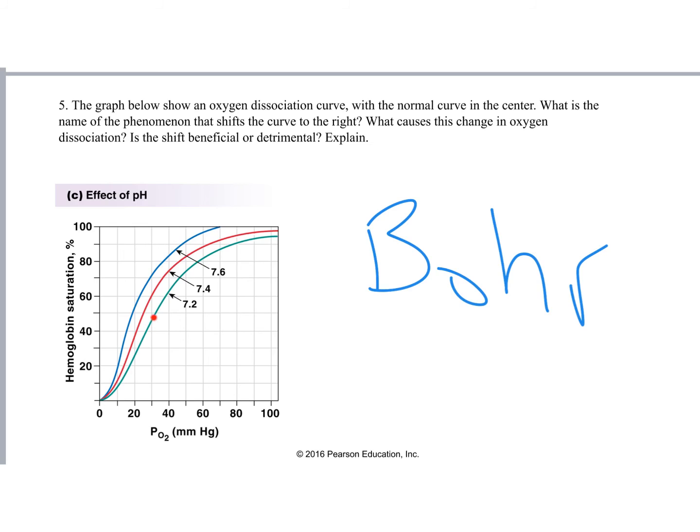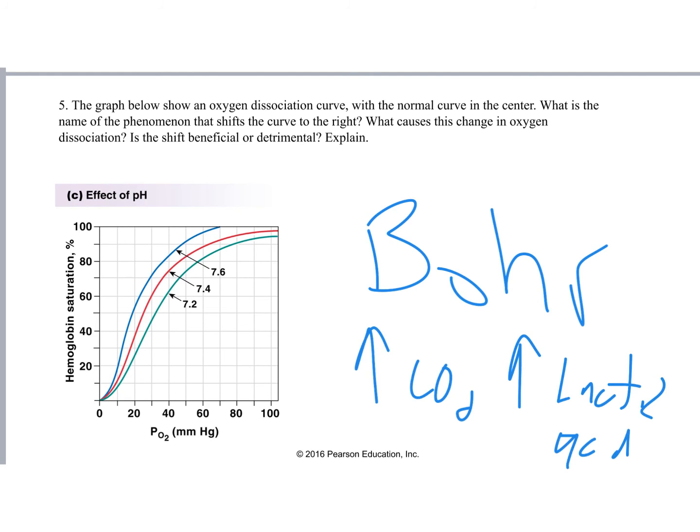That means that your hemoglobin is going to drop the oxygen faster. Is this beneficial or detrimental? This is actually beneficial because the normal cause of the shift to the right during Bohr is exercise. When you exercise, you increase your carbon dioxide levels and you increase lactic acid. Lactic acid is the byproduct of anaerobic respiration.